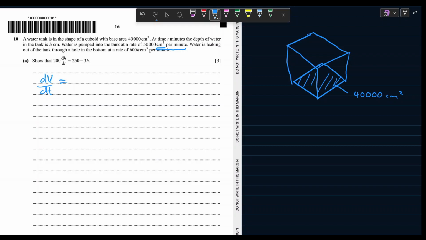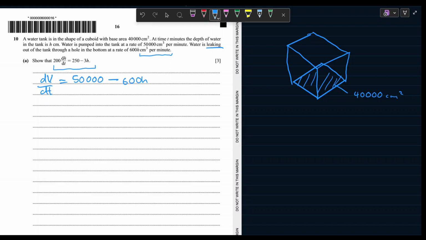Okay, and water is being pumped into the tank at a rate of, so the volume is increasing by 50,000 per minute. Water is leaking out of the tank through a hole in the bottom at a rate of, let me just erase this. Again, our units here are still cm cubed per minute, so it means we're still dealing with dV/dt. And because water is leaking, this is a decrease in our rate, and this is by 600h. Okay, and we are told to show that, so we want dh/dt essentially.